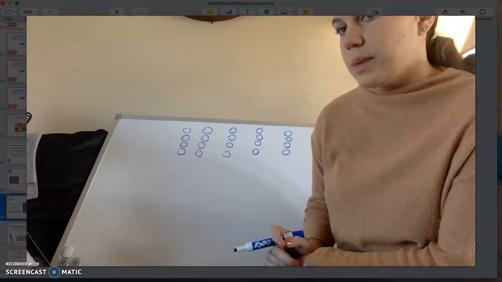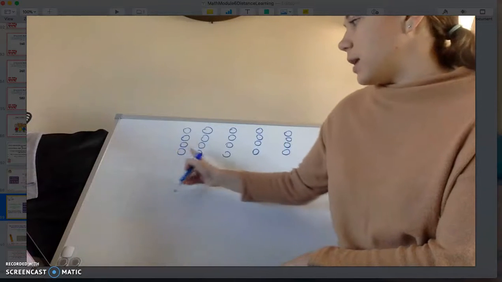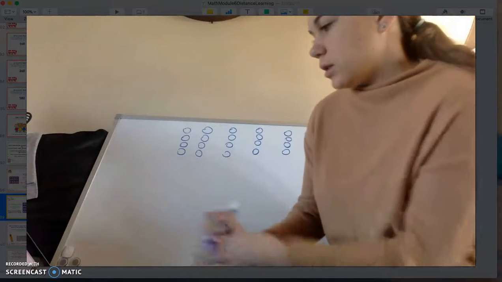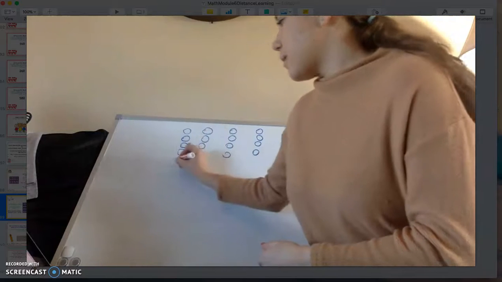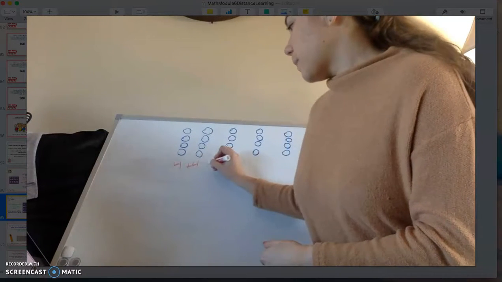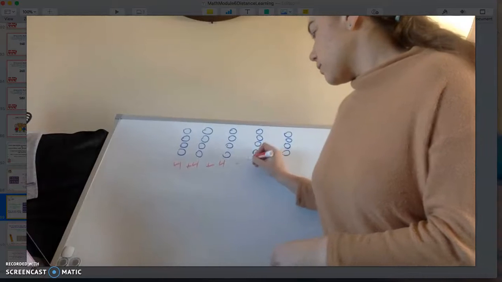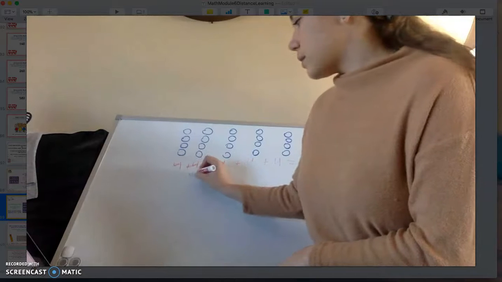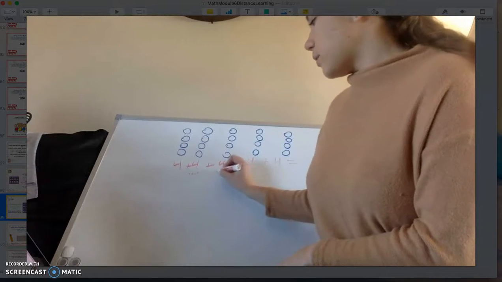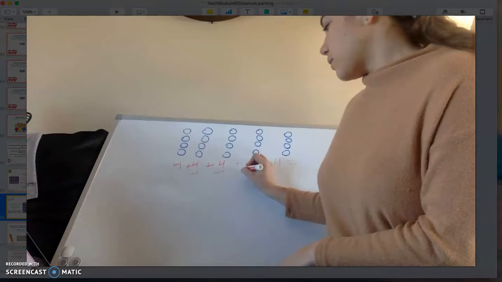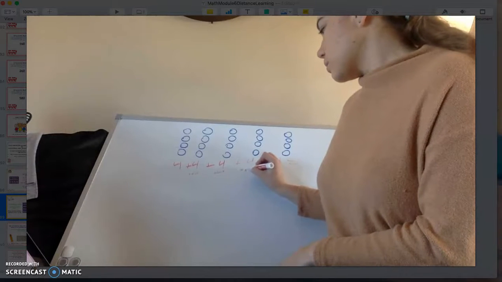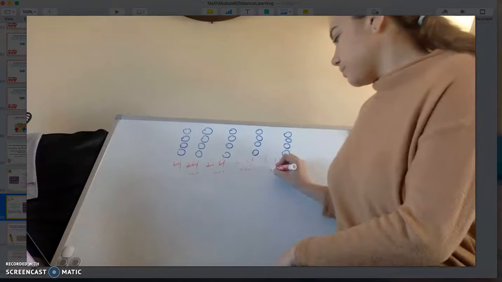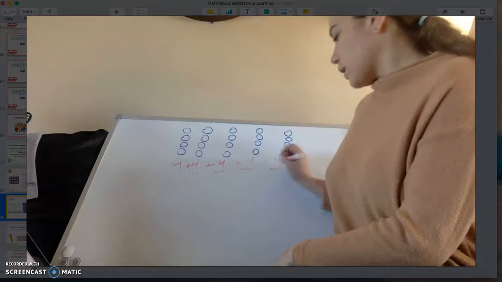Now we're going to make this into a repeated addition sentence. How many are in each column? Good, 4. So let's make this into a repeated addition sentence. We have 4 plus 4 plus 4 plus 4 plus 4. So 4 plus 4, 8 plus 4 plus 4. So we have 8, 12, 16, 20.